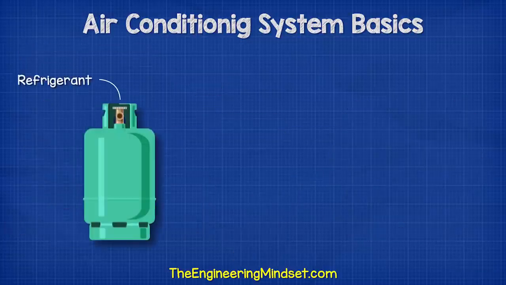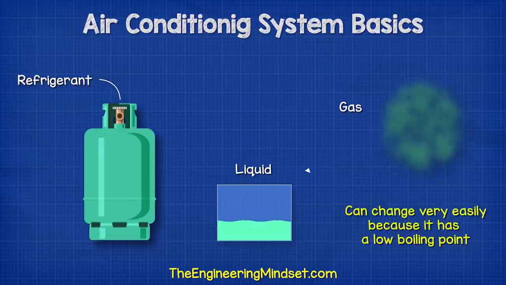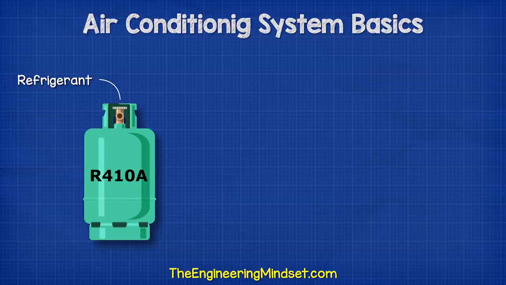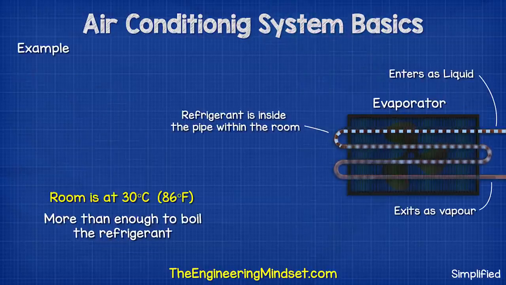The refrigerant is a specially designed fluid which can change between being a liquid and a gas very easily. And that's because it has a very low boiling point. For example, refrigerant R410A will boil at negative 48 degrees Celsius, or negative 55 degrees Fahrenheit, although this will change with pressure. But if the refrigerant is inside a pipe within a room, and the room is at 30 degrees Celsius or 86 degrees Fahrenheit, then this will be more than enough to cause it to boil from a liquid into a vapor.